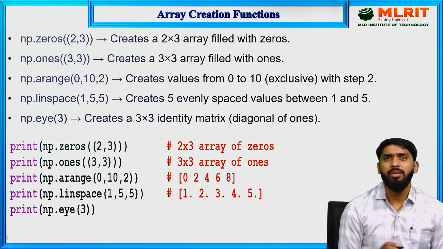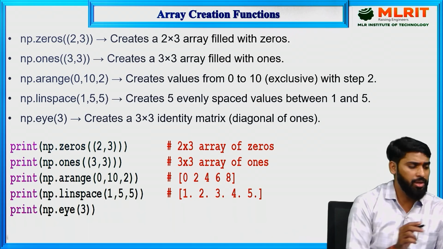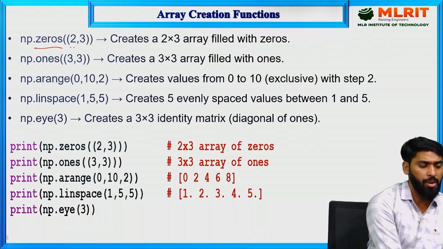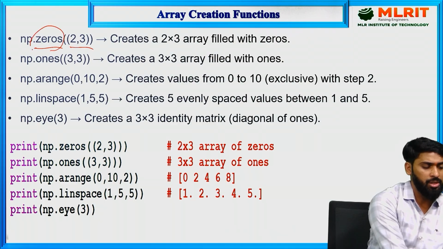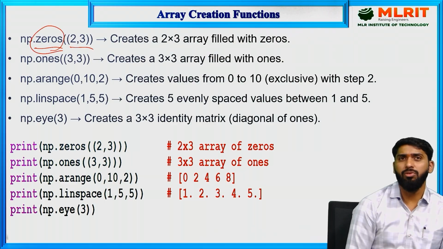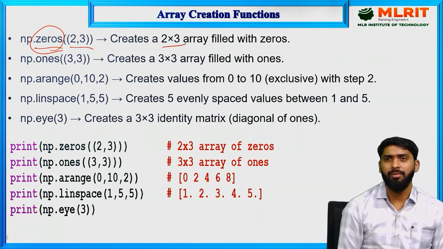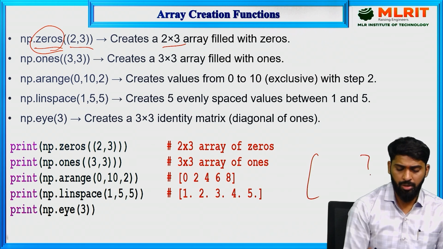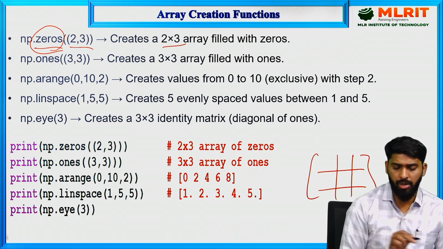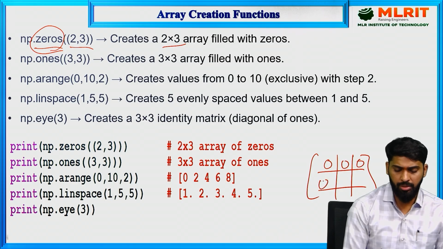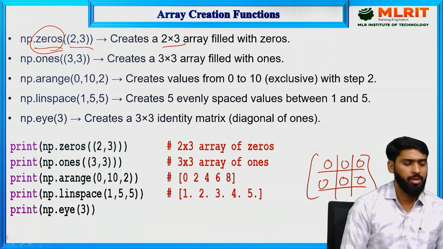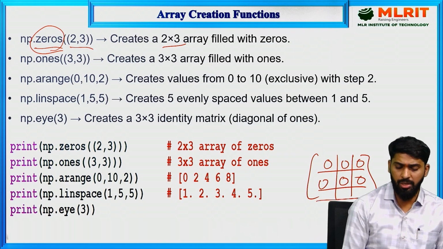Array creation functions. We have different functions available to create arrays in NumPy. So one is np.zeros(2, 3). This zeros function will create an array with zeros. For example here I specify 2 comma 3, so it creates a 2 by 3 array. It will create 2 rows, 3 columns, all filled with zeros. Okay, see np.ones(3, 3). Now it creates a 3 by 3 array, 3 rows and 3 columns, all filled with 1.